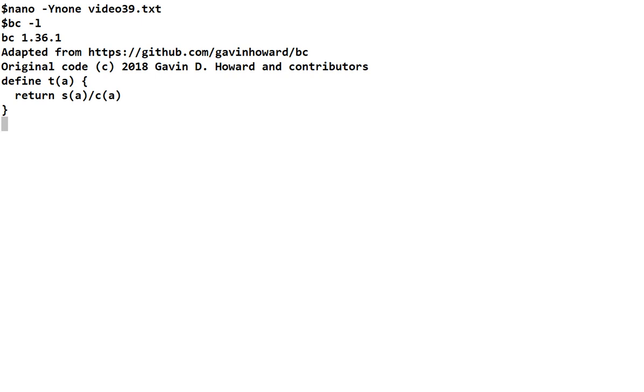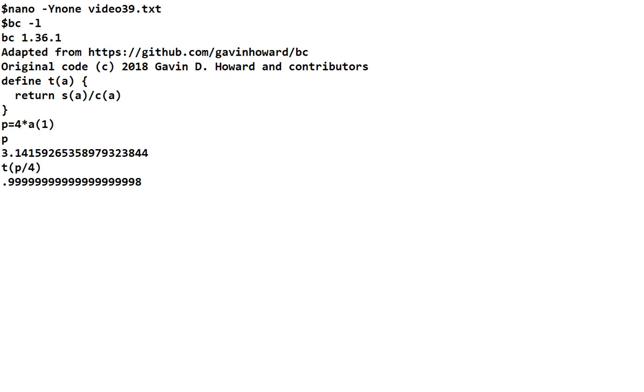So let's use that. 45 degrees, how do we get degrees into radians? Well, if you remember from the previous video, I said pi could be defined as 4 times the arctangent of 1. So that gives us pi. And if we take the tangent of pi over 4, it should be a number very close to 1. And you can see, yes, if you round that number, you get 1 correctly. So we've successfully defined tangent.